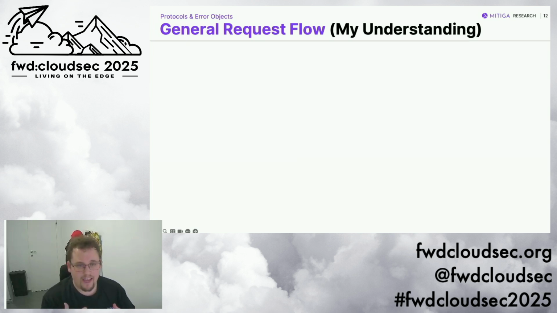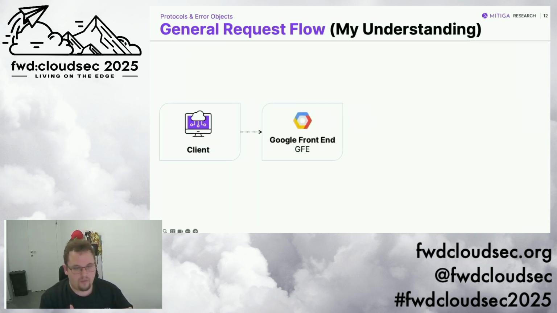So when I was looking at error codes in GCP audit logs, I noticed they were very similar to the gRPC error codes. So I was trying to understand, where does gRPC come in a general request to GCP? So my understanding is we have our client. Our client sends the API request to something called the Google frontend, the GFE.